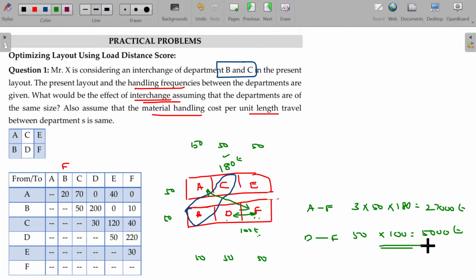27,000. Overall, your travel distance being around 32,000 times. So this is what about the distance. This is what about the frequency. Okay, this is frequency. And if we multiply these two, that's what about the load and distance. We may assume this being the load.